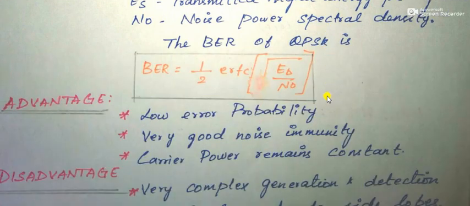To calculate the bit error rate of QPSK, it is equal to 1 by 2 error function of root of Eb by N naught. If you know the values of Eb and N naught, we can calculate the bit error rate. We can also take the number of bits transmitted and the number of bits received, and from that we can calculate the bit error rate.